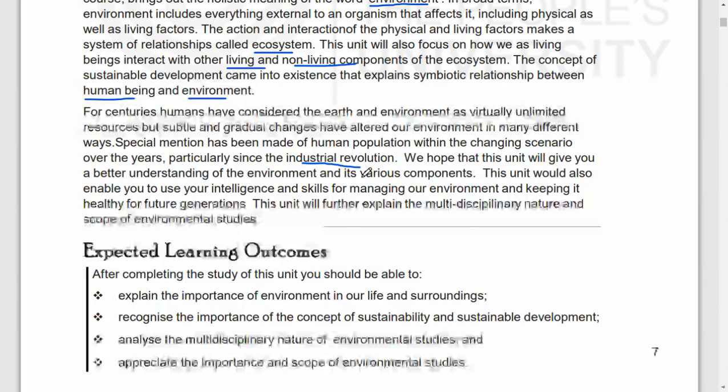This unit would also enable you to use your intelligence and skills for managing our environment and keeping it healthy for future generations. This unit will further explain the multidisciplinary nature and scope of environmental studies.